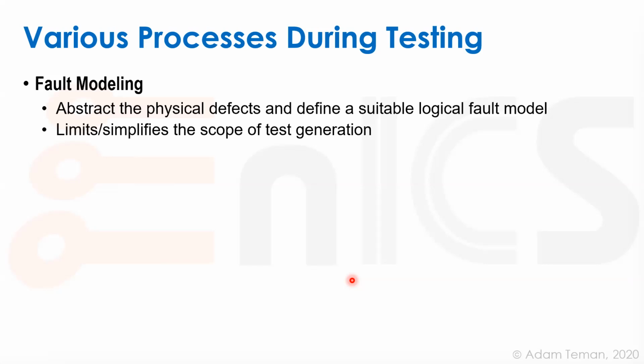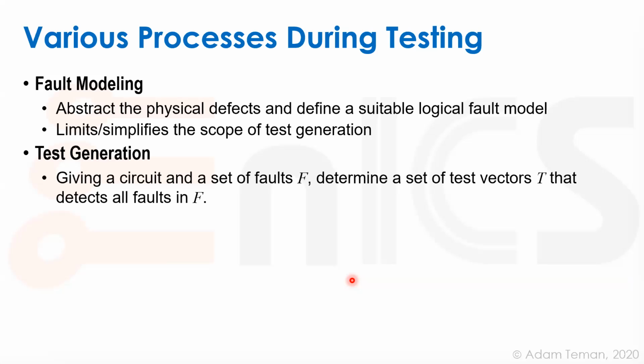The first one is called fault modeling. That's to abstract the physical defects and define a suitable logical fault model. So we're going to have to make some sort of abstract representation of what it means if a fault is in the chip. That means that whatever we're going to do, we don't have to generate every single type of test that we can ever come up with. We have a limit, some sort of scope that we have to deal with. So we'll discuss that in depth in a minute.